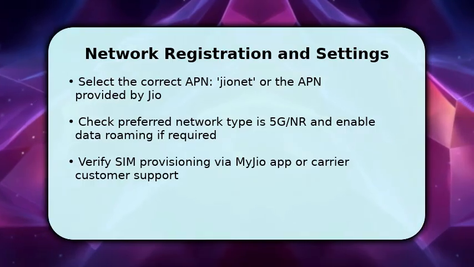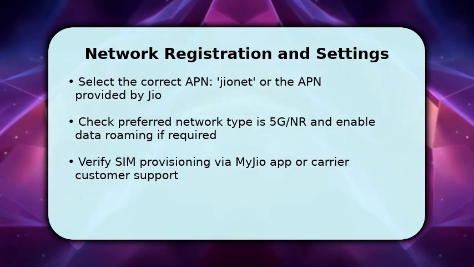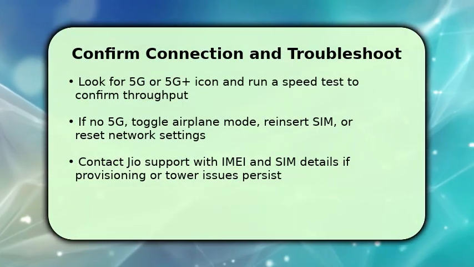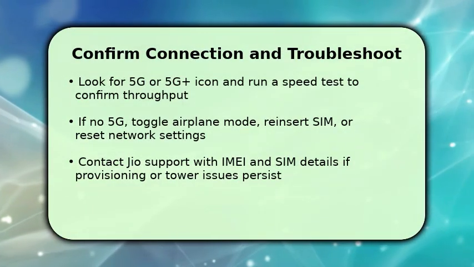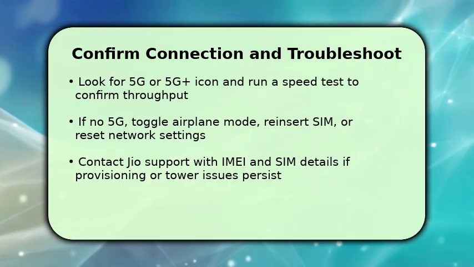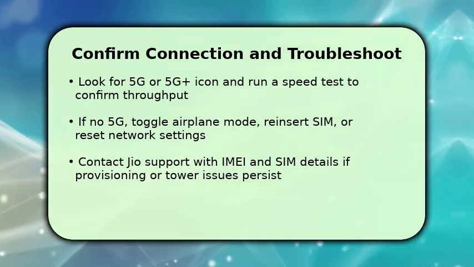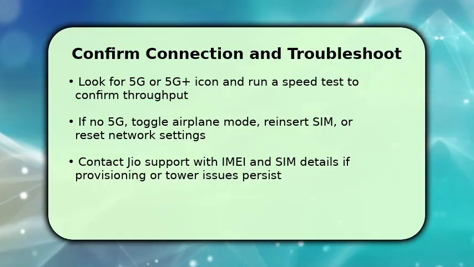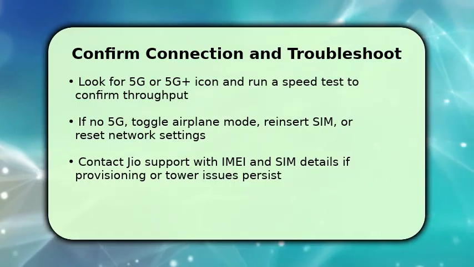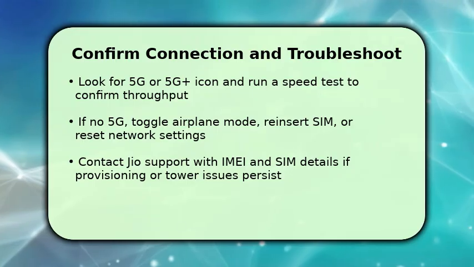Finally, confirm connection by spotting the 5G icon and running a speed test. Higher Mbps validates NR attachment. If you don't see 5G, toggle airplane mode, reboot, or reinsert the SIM to force re-registration. You can also reset network settings to clear misconfigurations.